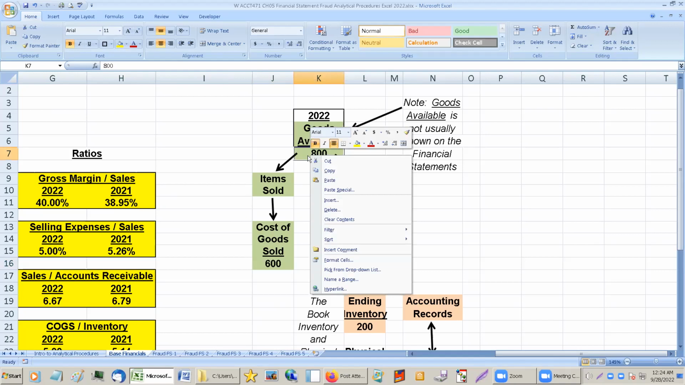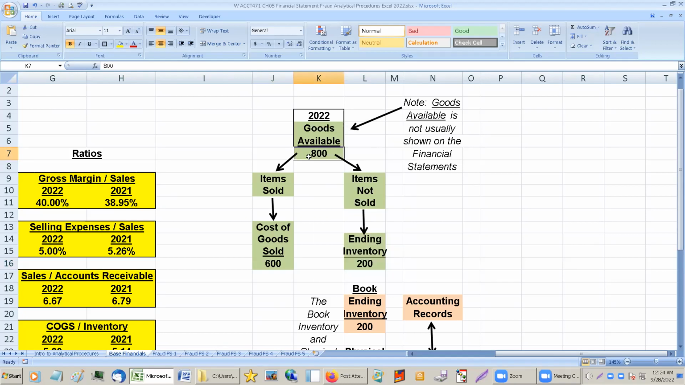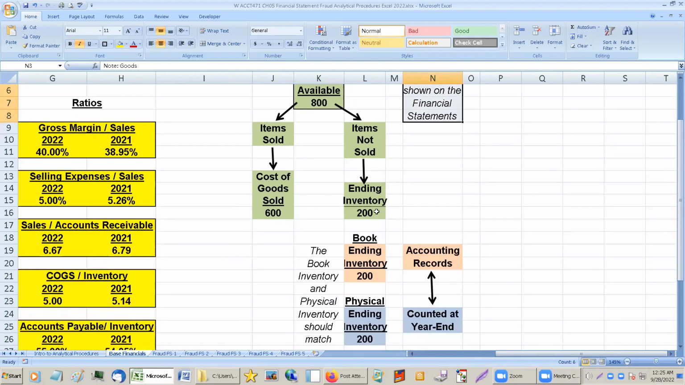So this also makes it more tricky for someone who wants to commit fraud, because these two are related, and it's very difficult to say you sold something, for instance, and not have it change your inventory. Notice the goods available is not usually shown on the financial statements. Sometimes they are, but for the most part, they aren't.